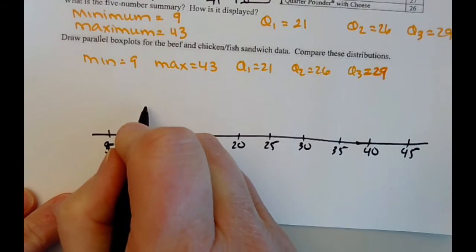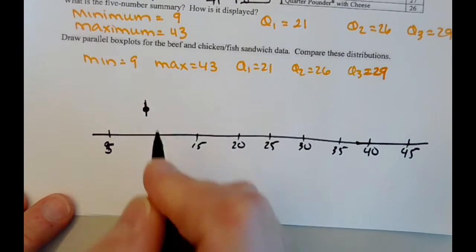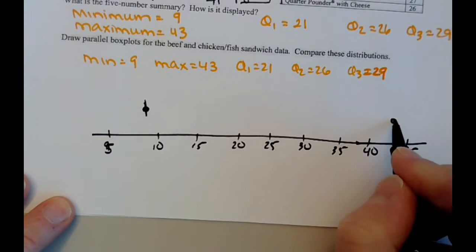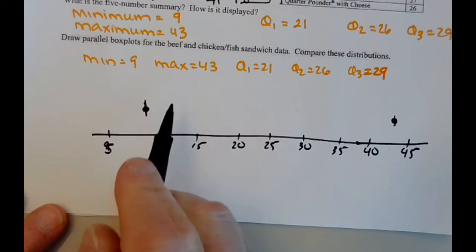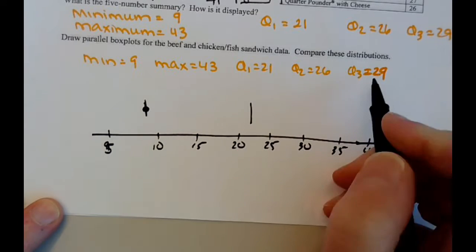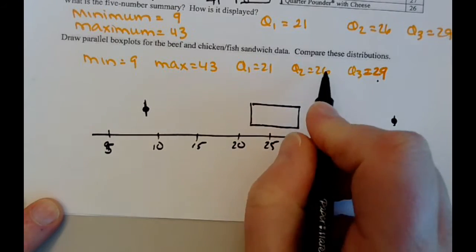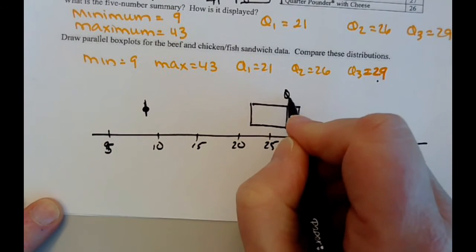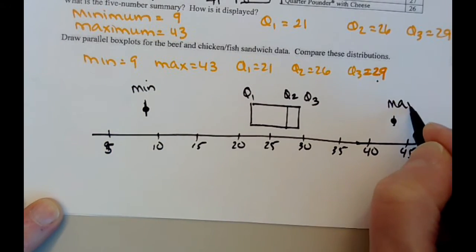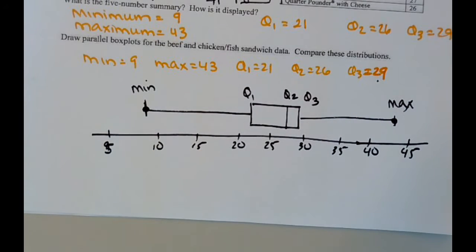So my minimum is at 9. I'm going to make a little point there. That's going to be the end of one of my whiskers. My maximum is at 43, so I'm going to put that there. My first quartile is at 21, so I'm going to start the box there. Third quartile is at 29, so end the box there. My median's at 26. And then I'm just going to connect my points, and there's my box and whisker plot. That's all I have to do.